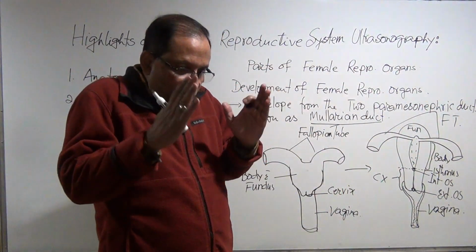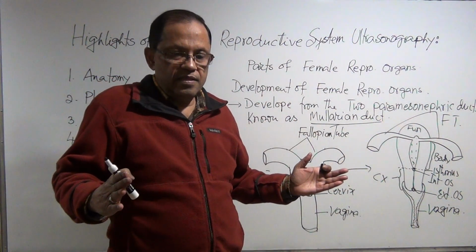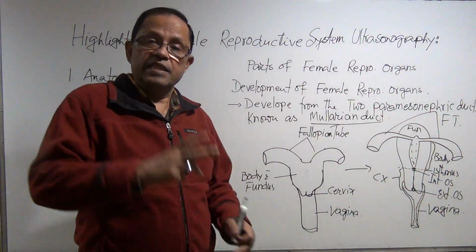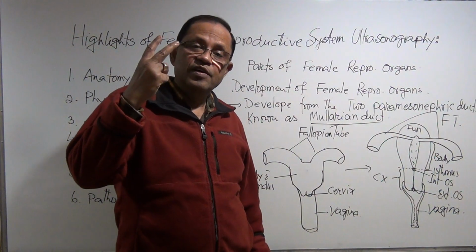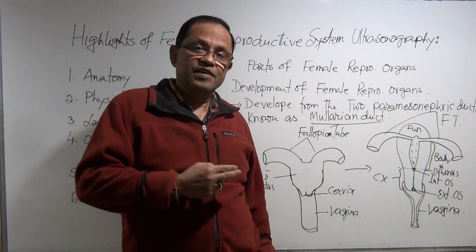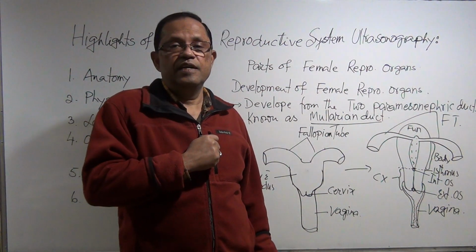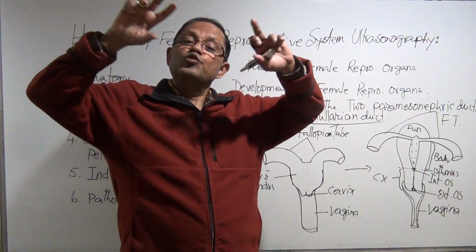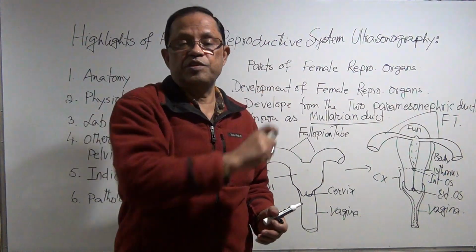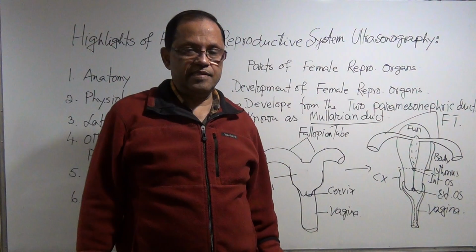If the two Mullerian ducts do not fuse together, they are growing individually. So then there will be two uterus, two cervix, two vagina, and there will be two fallopian tubes, because one duct gives one fallopian tube. That is known as uterine didelphys.